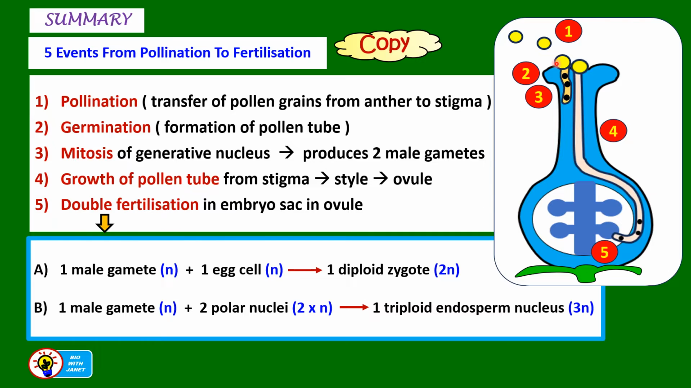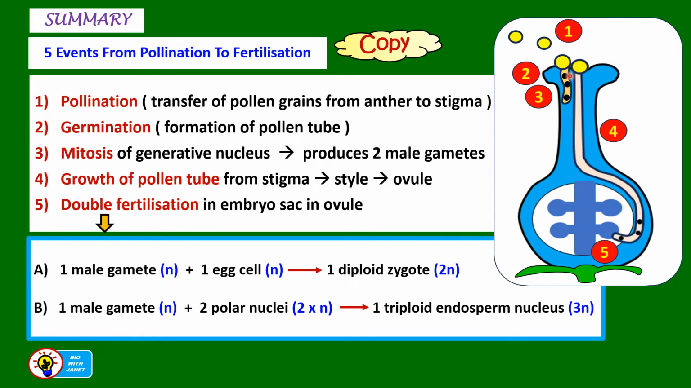Now, once the pollen grains land on the stigma of a flower, then it will germinate. So germination of pollen grains means the formation of the pollen tube that grows down from the stigma into the style. Next, after germination has occurred, mitosis of generative nucleus, number 3. Mitosis of generative nucleus will occur to produce 2 male gametes that are haploid, as shown here. The tube nucleus is always in the front, and the 2 male gametes are behind in the pollen tube.